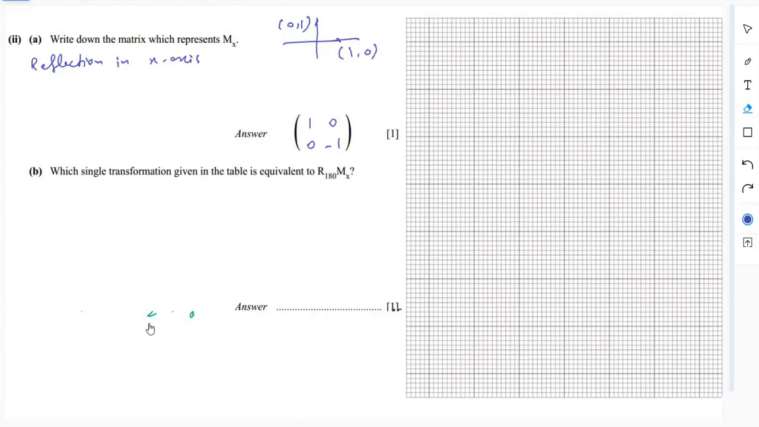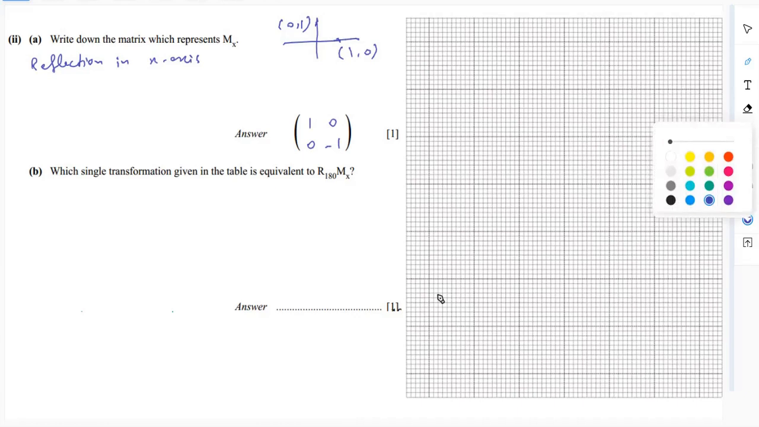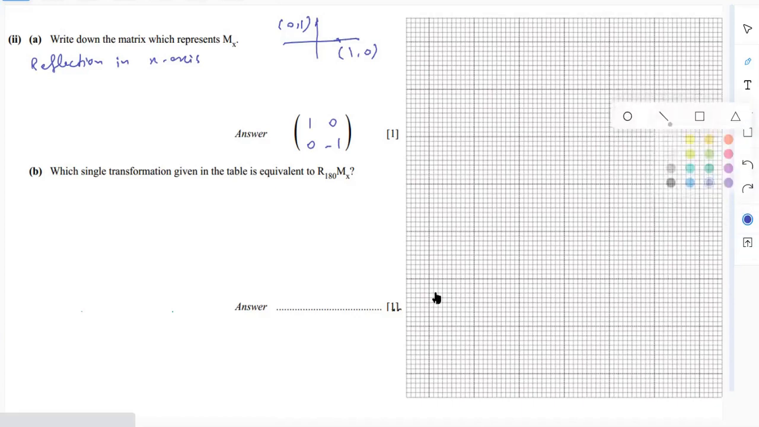All right. Acha. Now let's look at the last part. Which single transformation given in the table is equivalent to R180 and MX? Okay. Now this is a bit tricky. देखिए R180 MX. अब इसका आसान तरीका पता क्या है? So there are two ways of thinking about this. Actually, you can do it using matrices, or you can use it graphically. So let's do it graphically quickly first.